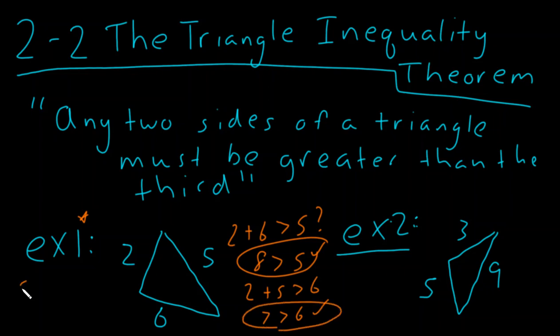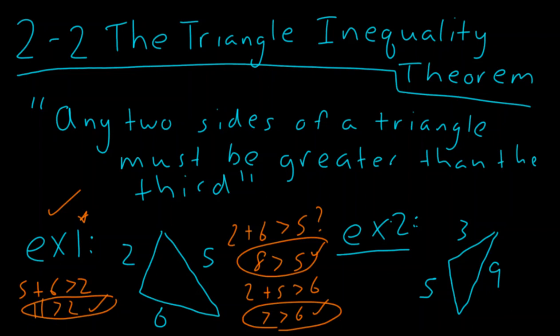Well, let's try one more. This one might seem a little silly to y'all, but is 5 plus 6 greater than 2? And I would hope that most of y'all would say yeah. We know that 5 plus 6 is 11, which is in fact greater than 2. So since no matter how you spin this triangle, any two sides add up to be greater than the third, this is in fact a triangle that can exist in real life.